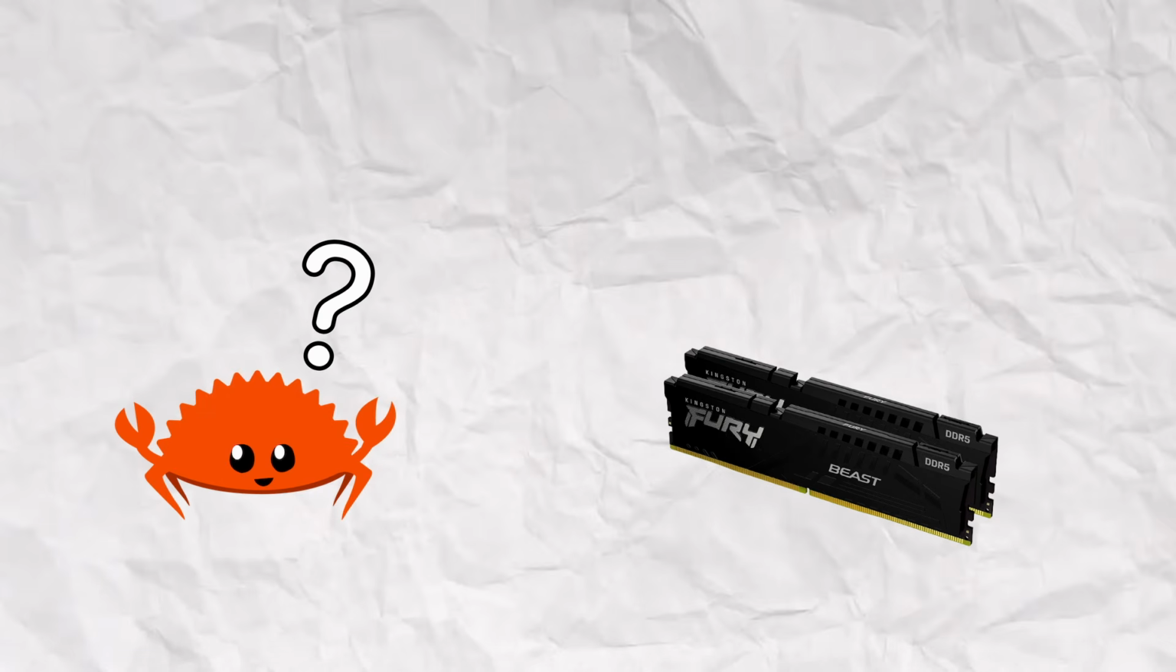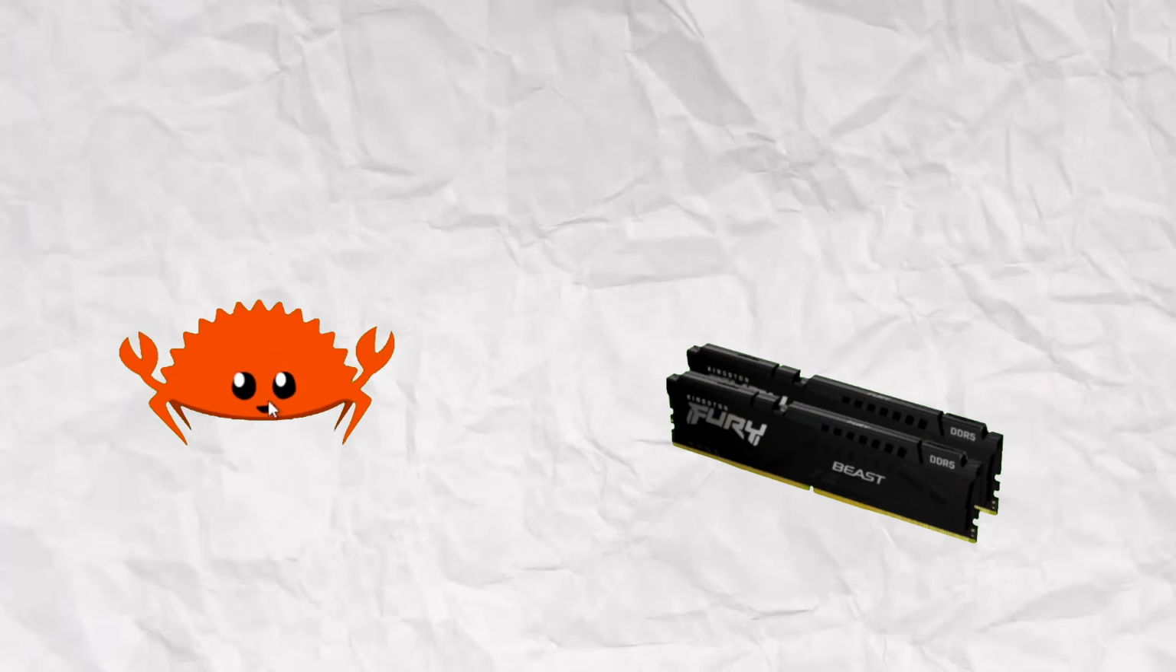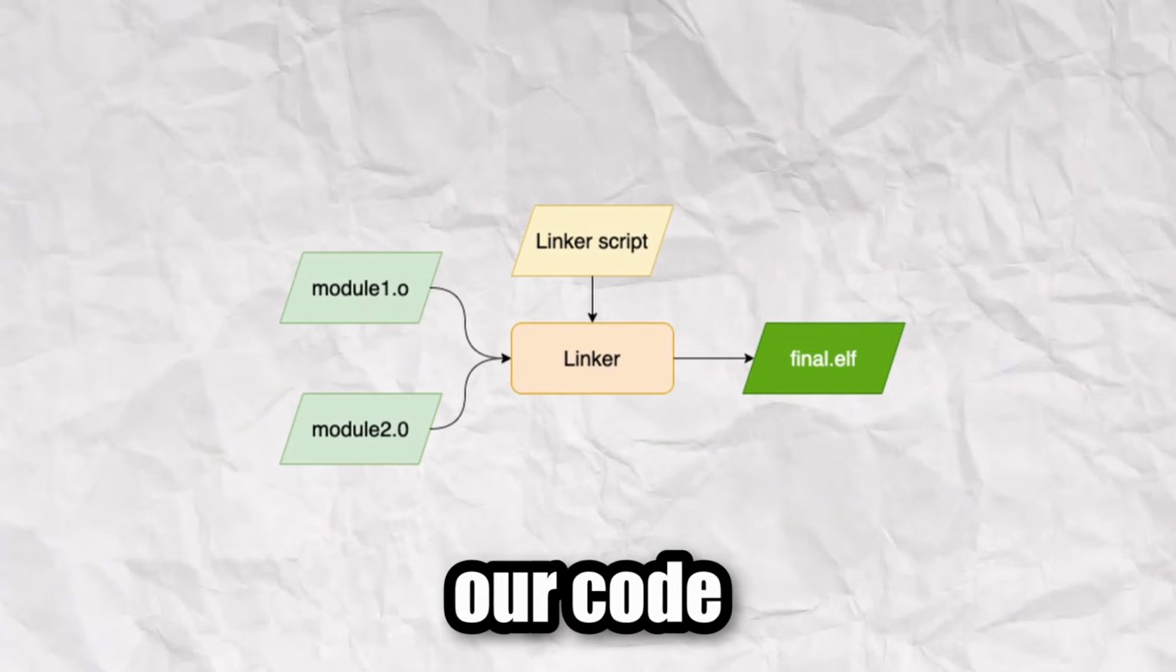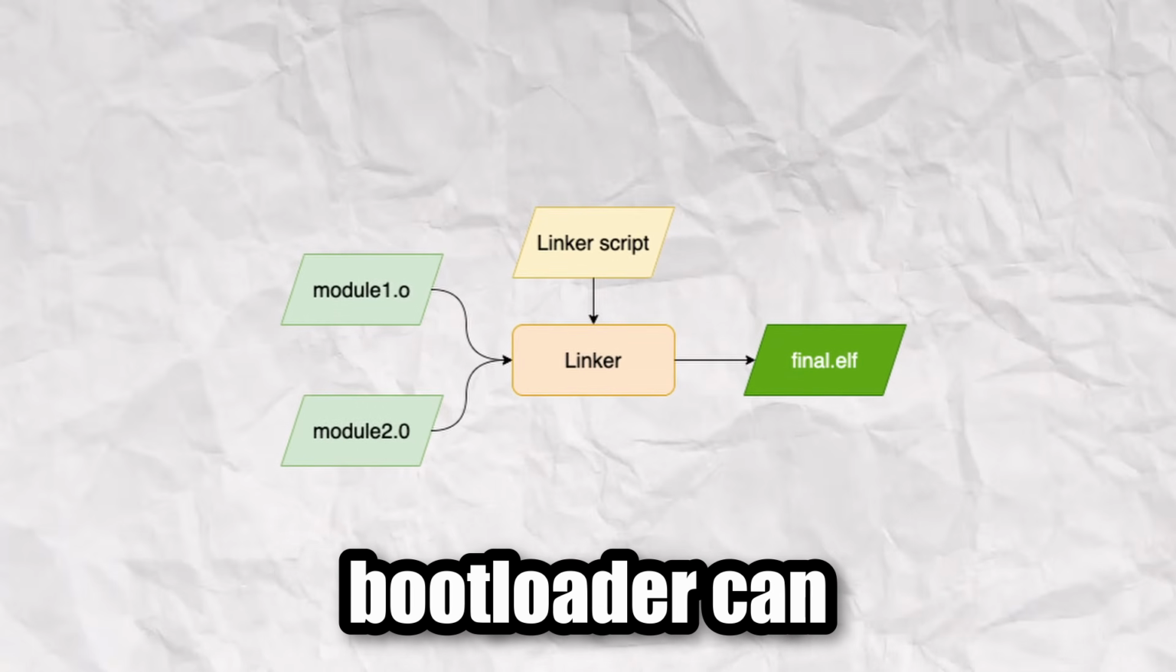But there's a catch. Rust doesn't know where in the computer's RAM it's supposed to live. If we don't tell it, it might try to override the BIOS or the video memory. So we use a linker script. It organizes our code, our data, and our read-only constants, so the bootloader can find them.